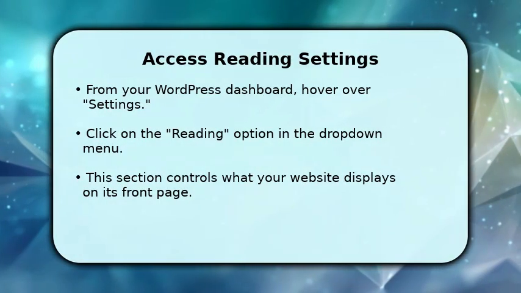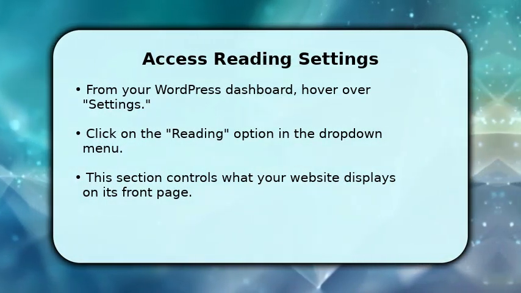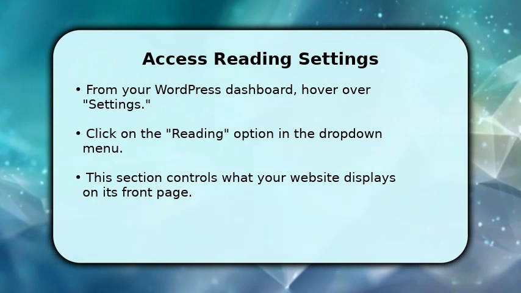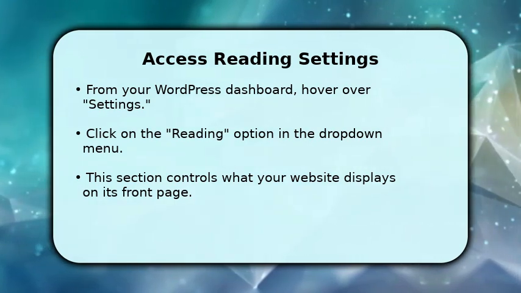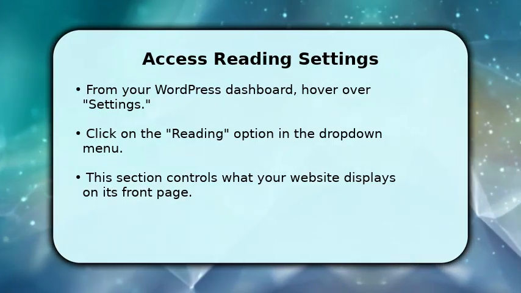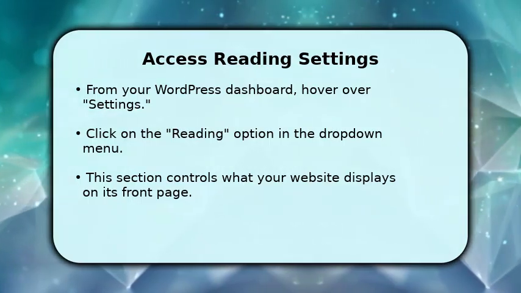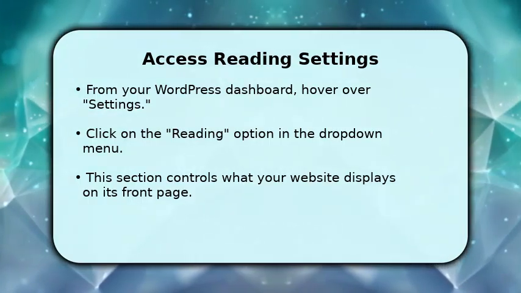Next, we need to tell WordPress which page to use as your site's entry point. From your WordPress dashboard, locate the Settings menu on the left-hand side. Hover over it, and then click on Reading. This crucial section allows you to configure how your website's front page and blog posts are displayed to visitors.